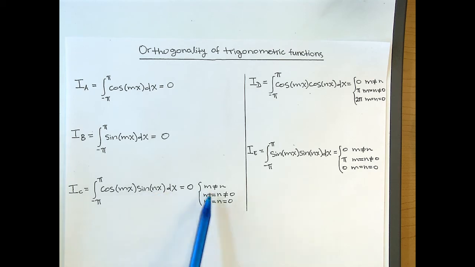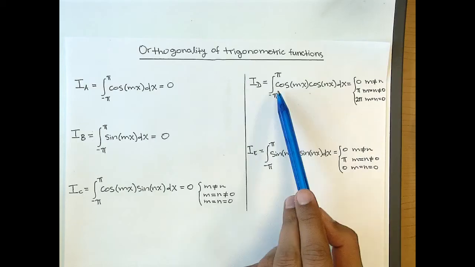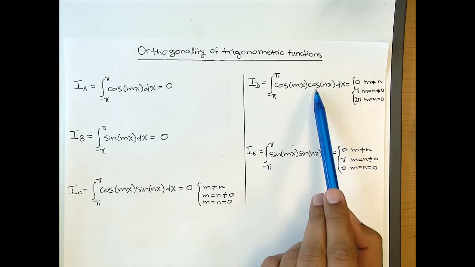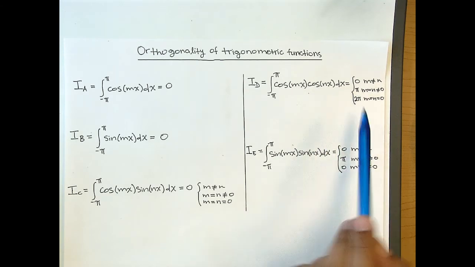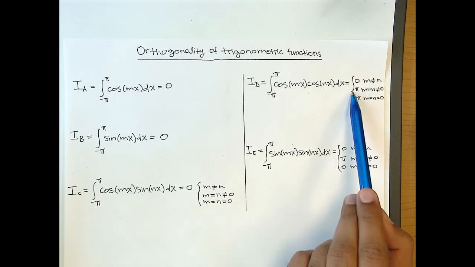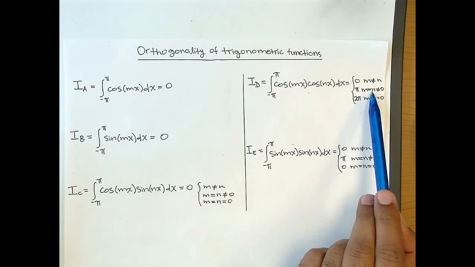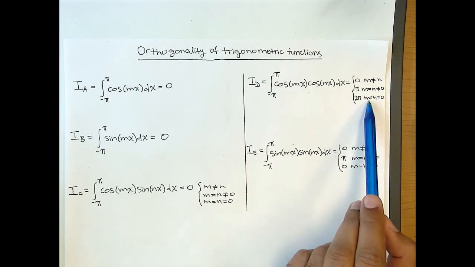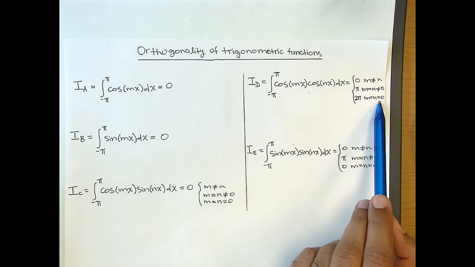0 for m does not equal n, for m equals n and does not equal 0, and for m equals n equals 0. The integral from negative pi to pi of the cosine of mx, the cosine of nx dx, this integral is 0 for m does not equal n. This is equal to pi for m equals n, but does not equal 0. And this is equal to 2 pi for m equals n equals 0.